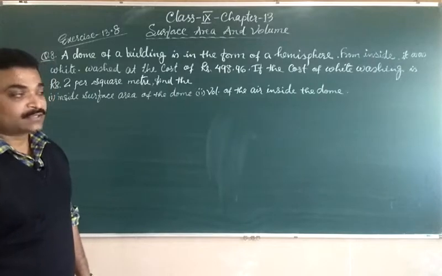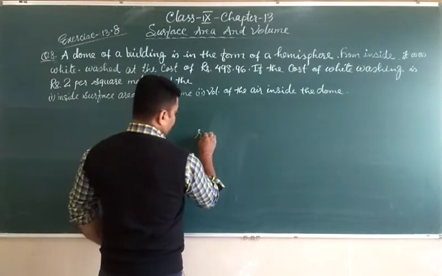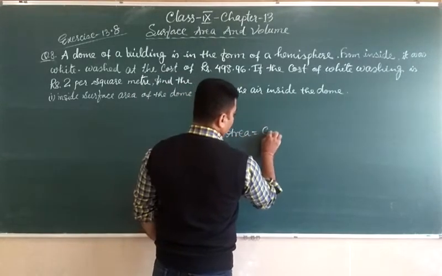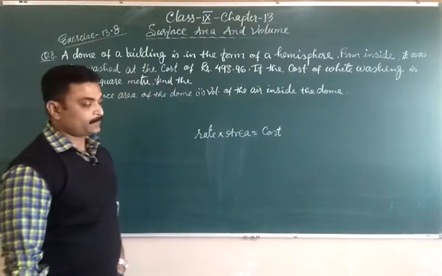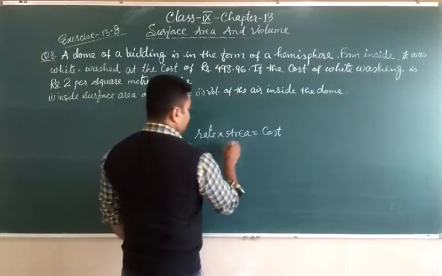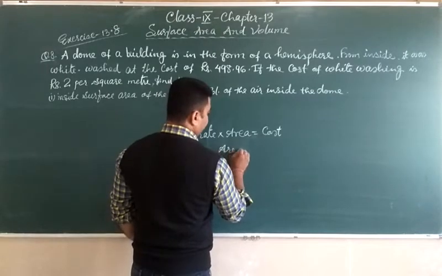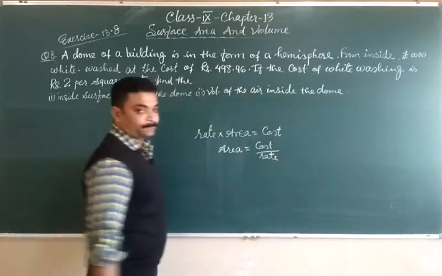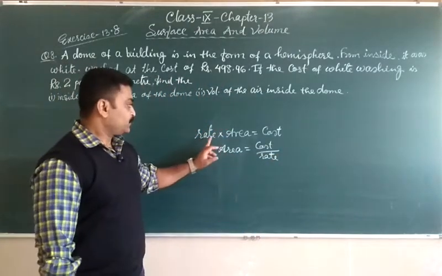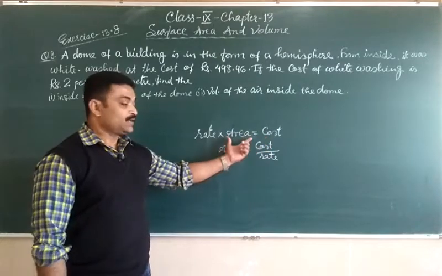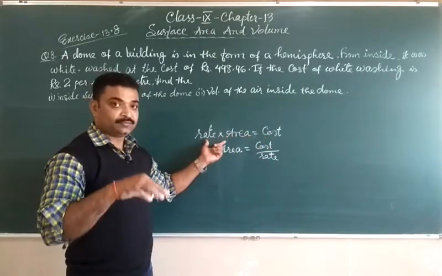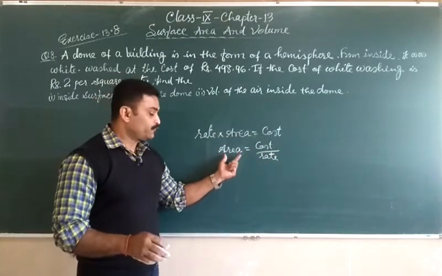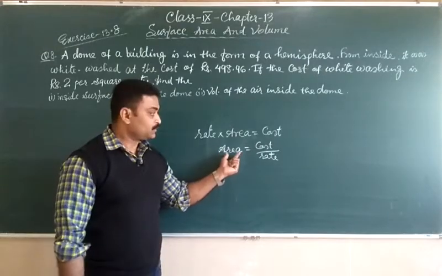Students, we have discussed earlier that rate into area is equal to cost, isn't it? If we have to find the rate, or the area, then it is cost upon rate. Understood? Rate into area is equal to cost. The area and the rate at which we have to do the work, the multiplication of these two decides what the total cost will be. And if you want to find the area, then cost upon rate.